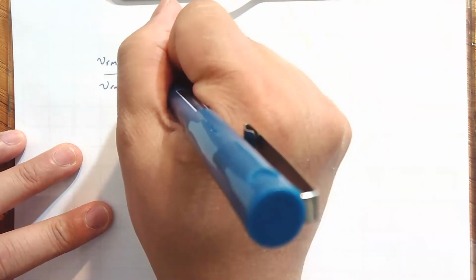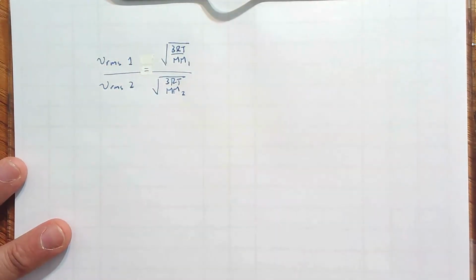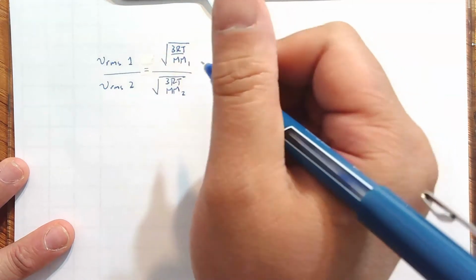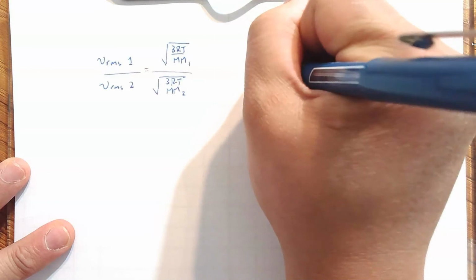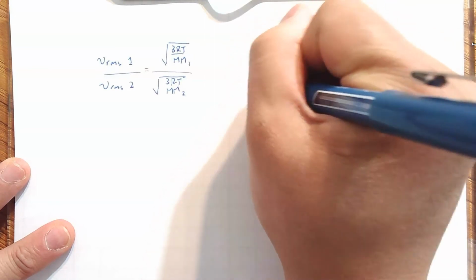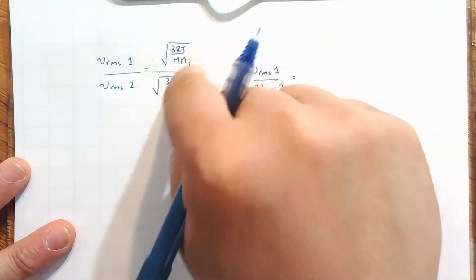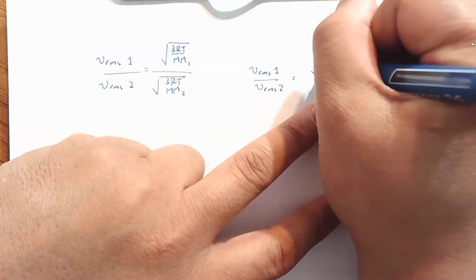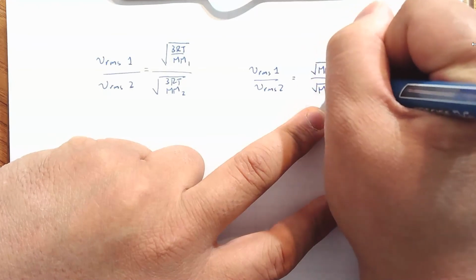Equals. So we take now situation 2, 3RT over MM, and we'll make this 2 and make this 1. Okay, so the thing is, this simplifies, right? And this simplifies to the VRMS of 1 over the VRMS of 2 equals. If you do the math and the correct canceling out, it's actually the square root of MM of 2 divided by the square root of MM1.